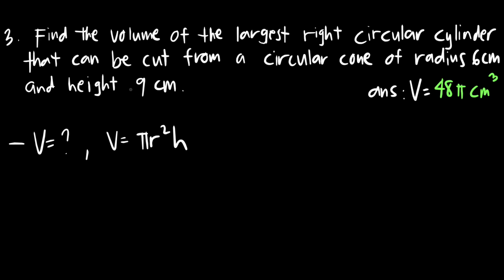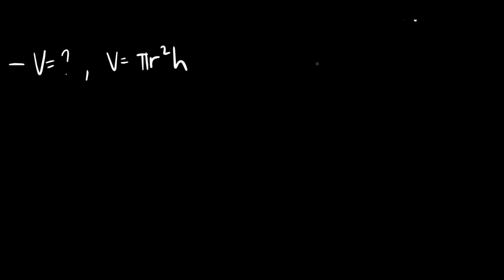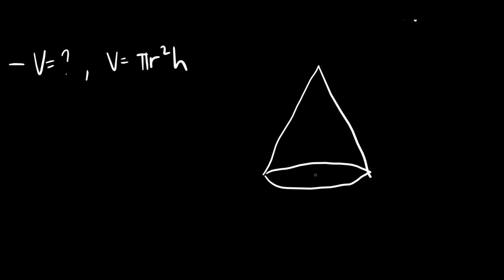So that can be cut from a circular cone. So our cylinder is inside the cone because it can be cut from a circular cone. So we'll draw a cone. So let's say this is the cone, and there is a cylinder inside, right?